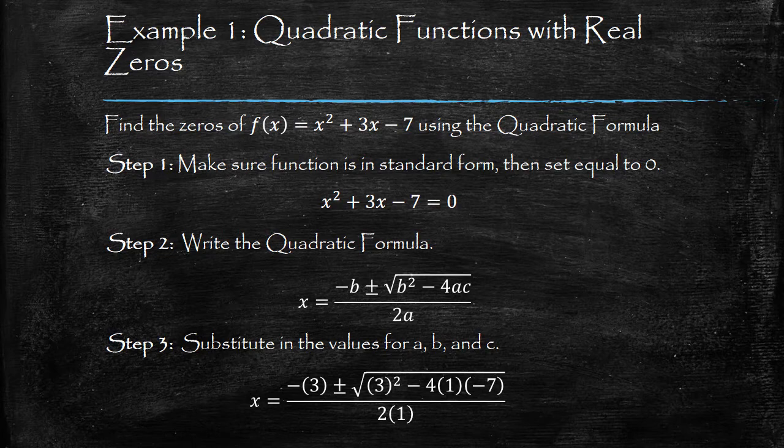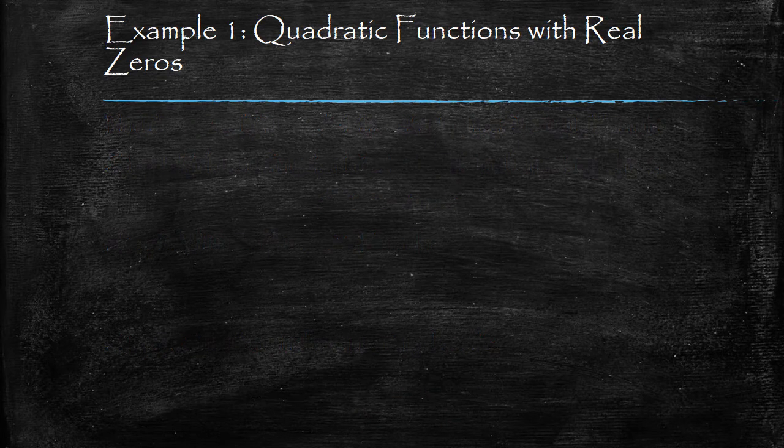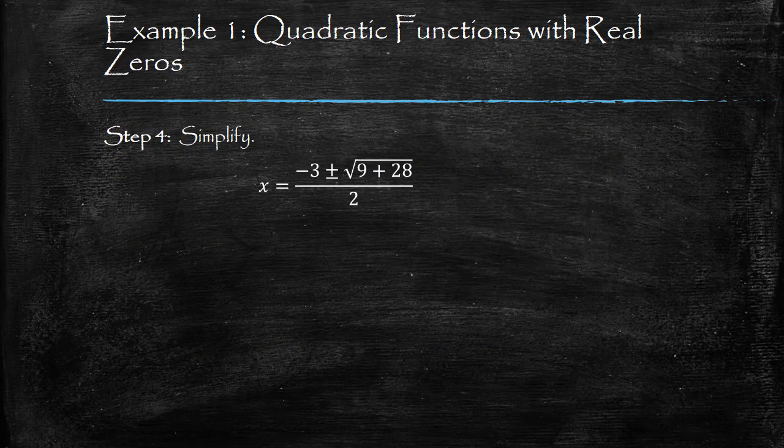All right? From there, you're going to simplify it. So this is just negative 3, 3 squared is 9. Negative 4 times 1 is negative 4, times negative 7 is positive 28, and 2 times 1 is 2. All right, so that's what I have when I simplify it the first time around. Now finish simplifying it out.